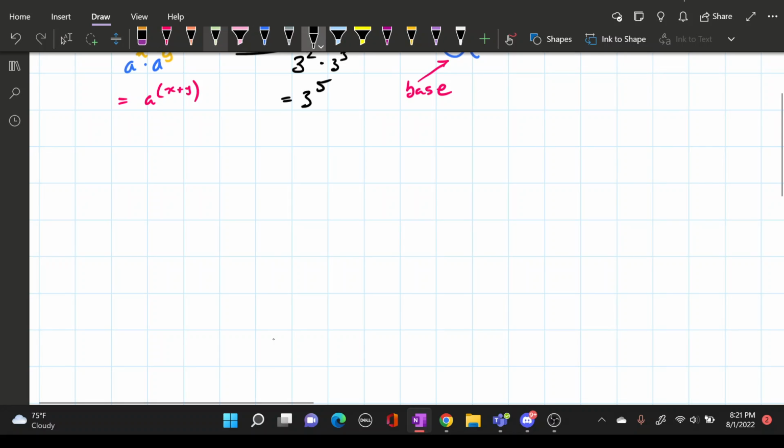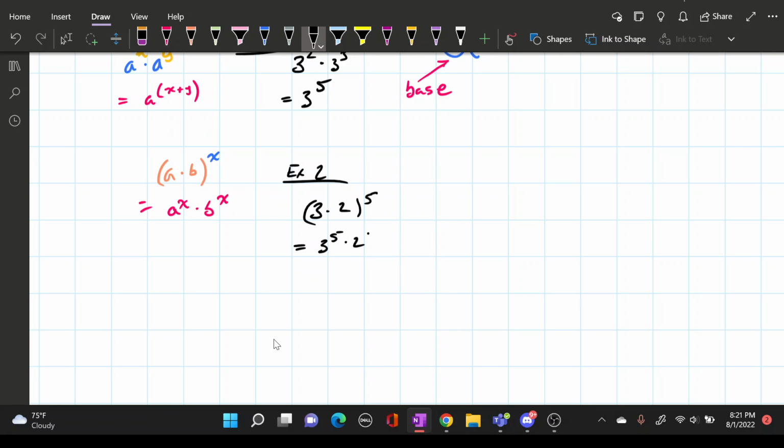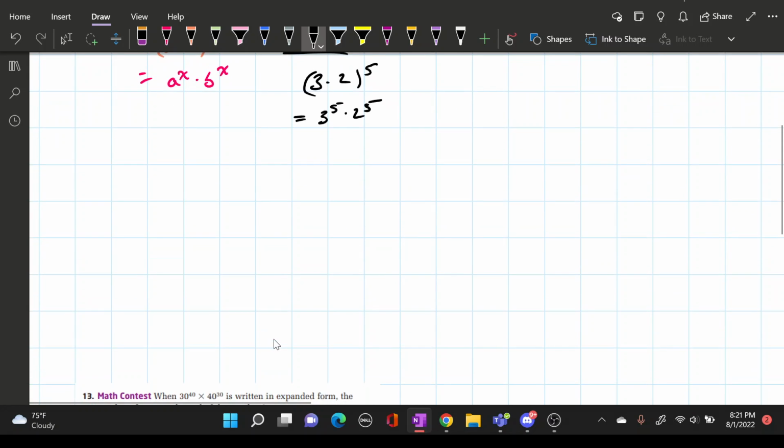The next exponent rule I want to show you is if you have different bases multiplied together and put to the power x. This breaks down to a to the power of x times b to the power of x, and the exponent distributes into both of these bases. An example of this could be 3 times 2 to the power of 5, and that distributes to 3 to the 5 times 2 to the 5. So that's perfect.